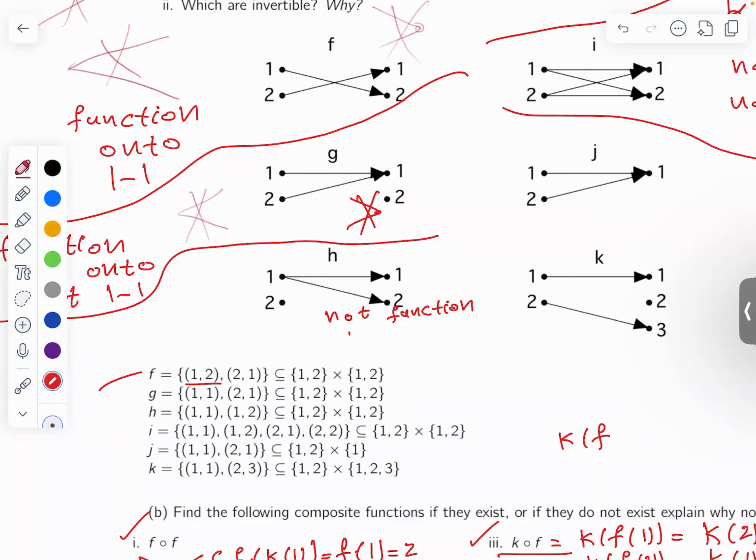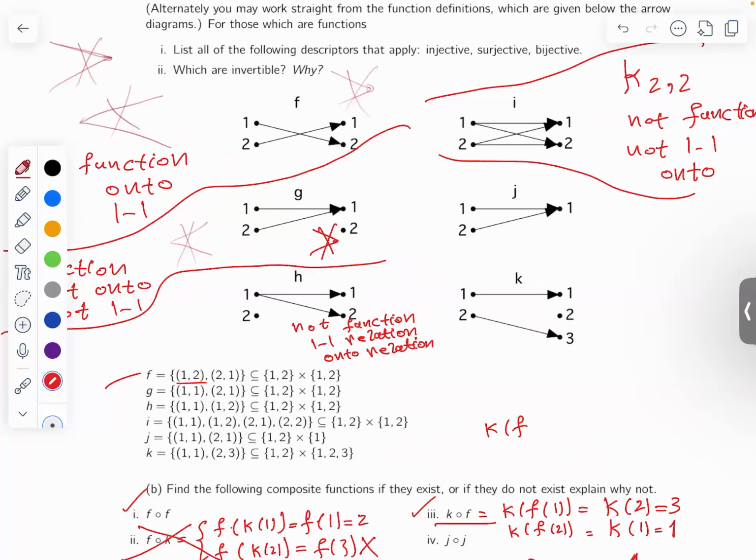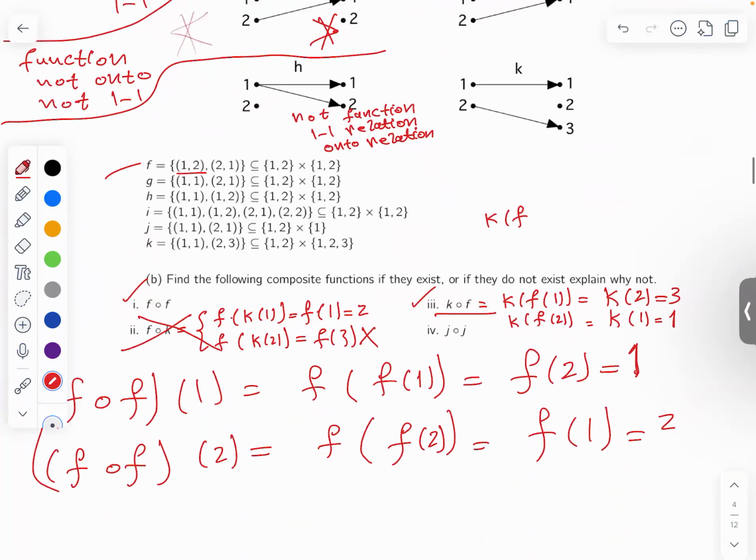It's a one-to-one relation. It's an onto relation. Okay, you can do J and K by yourself.